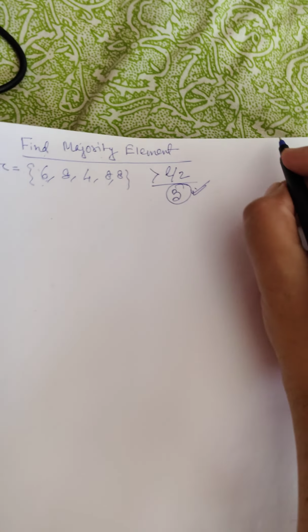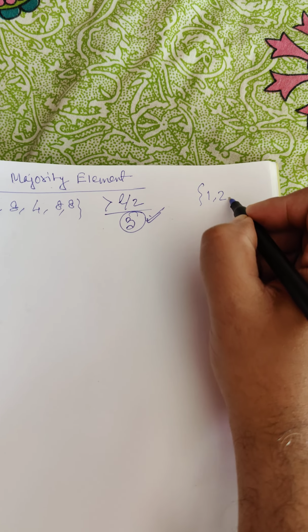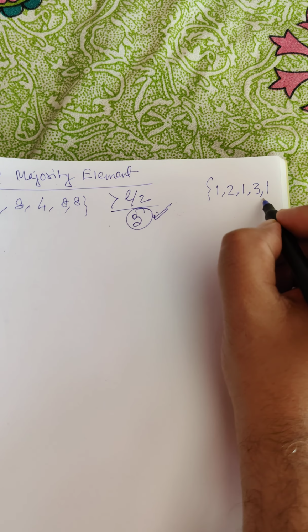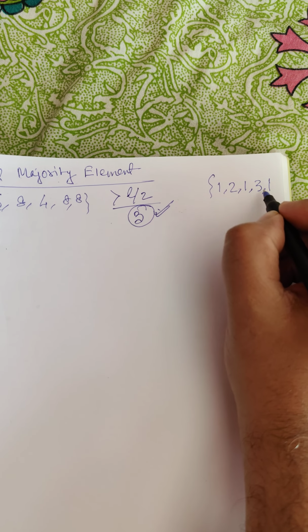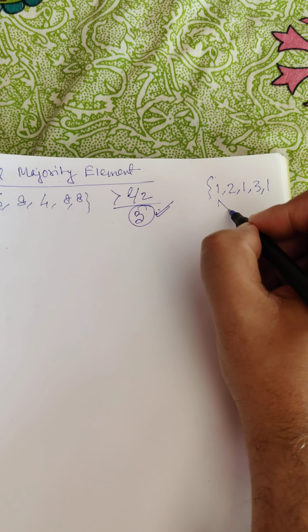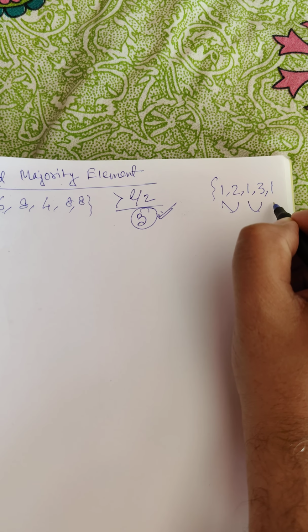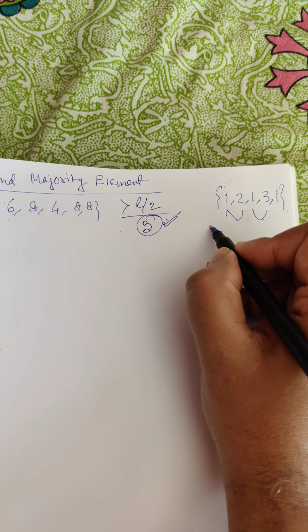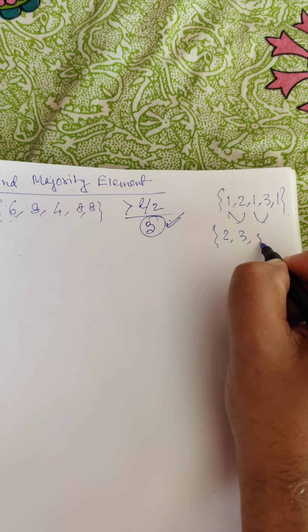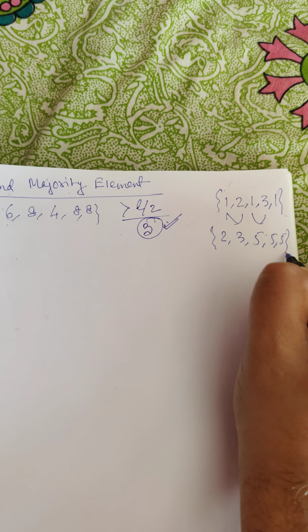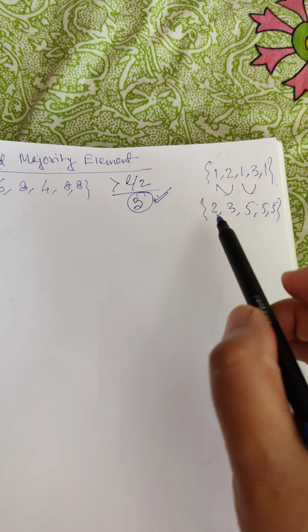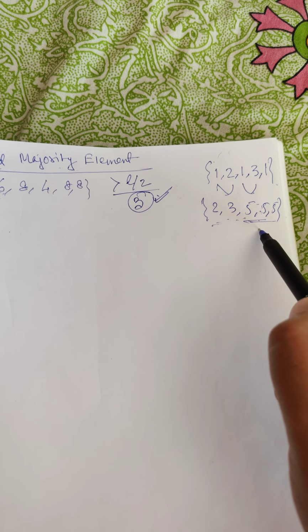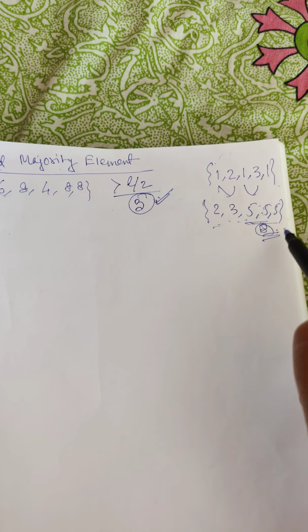Now suppose you have another array which looks like 1 2 1 3 1. Here the number of elements is also 5, and you can see 1 occurs 3 times. So 1 would be the majority element. Now your array could also be like 2 3 3 5 5 5. Here also the number of elements is 5, and 5 is happening 3 times. So that is going to be your majority element.